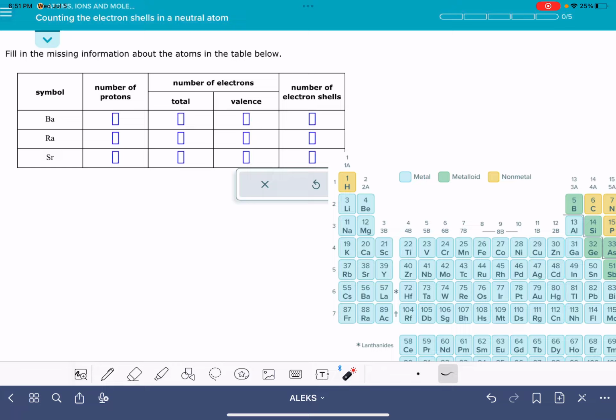In this video, I'll show you how to solve the ALEKS problem called counting the electron shells in a neutral atom. This problem is going to give us the symbol of three different elements. It wants us to count up the number of protons, the number of electrons, and the number of electron shells for each one of these elements.